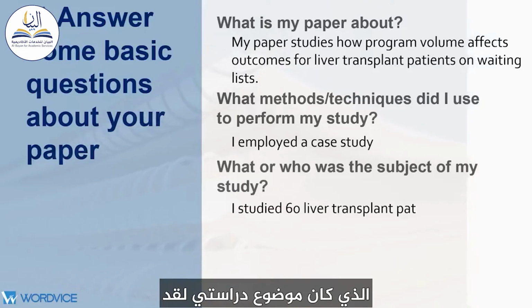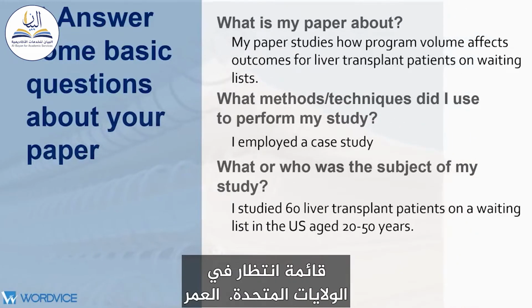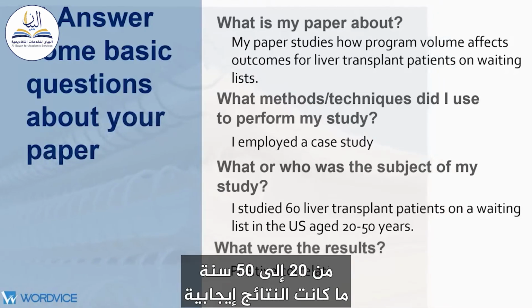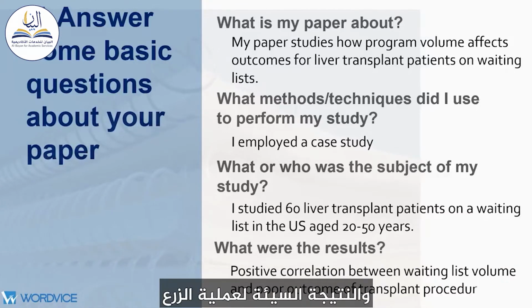What or who was the subject of my study? I studied 60 liver transplant patients on a waiting list in the US aged 20 to 50 years. What were the results? Positive correlation between waiting list volume and poor outcome of transplant procedure.